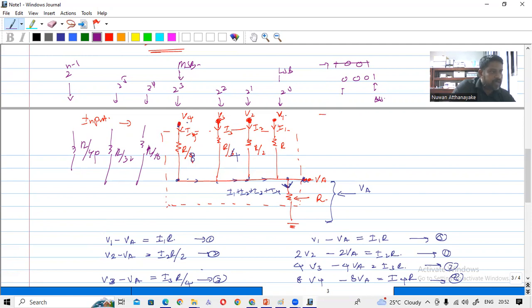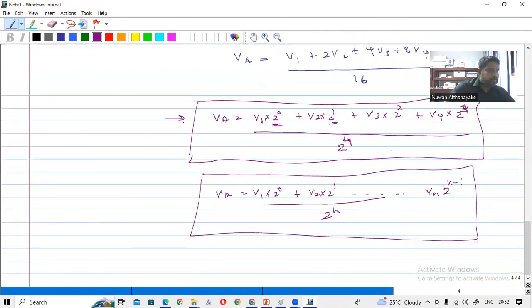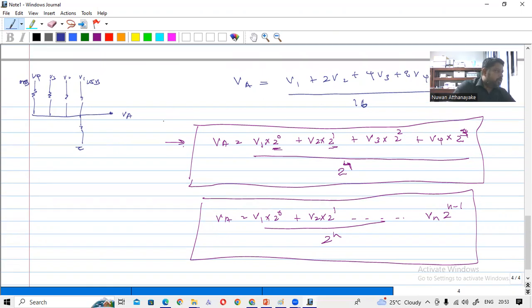V1 should be 1 means you have to set V1 as 5 volt. So I will write it here again. Your circuit is like this. You have VA, and you have a resistor like this. Now this one is V1, V2, V3, V4. This will be your LSB, this will be your MSB. So if you input the bits 0001, with 0 meaning 0 volt, this is 0 volt, this is 0 volt, and this will be 5 volt. So all these three pins will be 0 volt, and this one will be 5 volt.